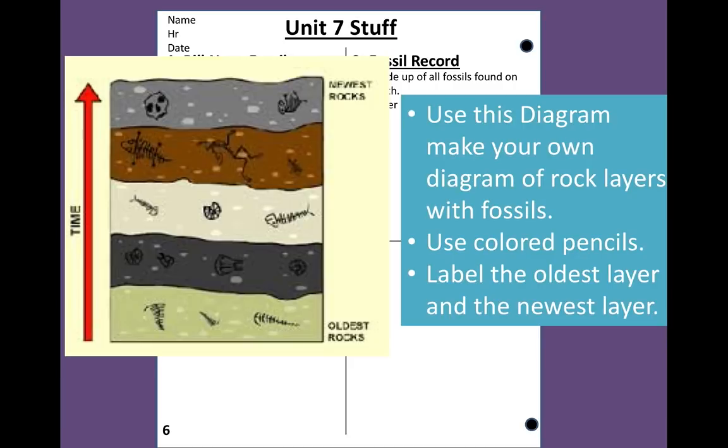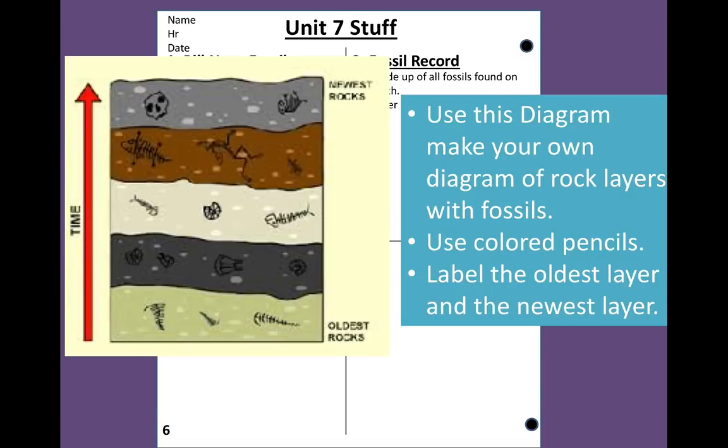But in addition to drawing some rock layers and showing some fossils, please use some colored pencils and label the oldest and the newest layers. And also I like that arrow that's showing time, showing that time is moving on upwards, that our oldest stuff is way down on the bottom. All right, so pause the video right now until you are done with this and then press play again.